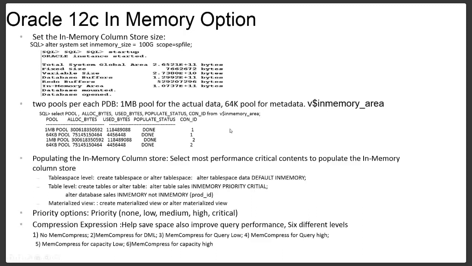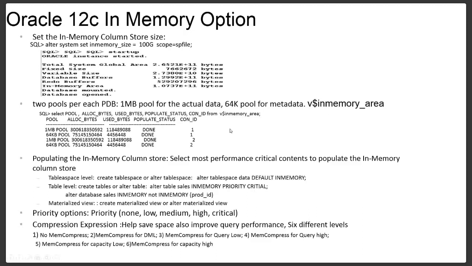When you turn on this in-memory option, each of these Oracle instances will have a set of background processes. Those background processes will handle all the necessary operations that keep this in-memory option working, including keeping data in sync between your buffer cache and in-memory.